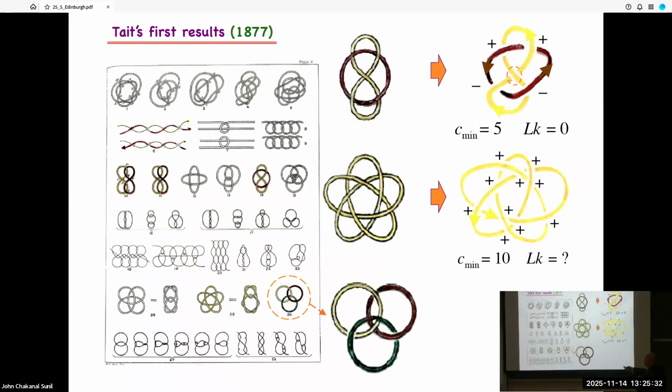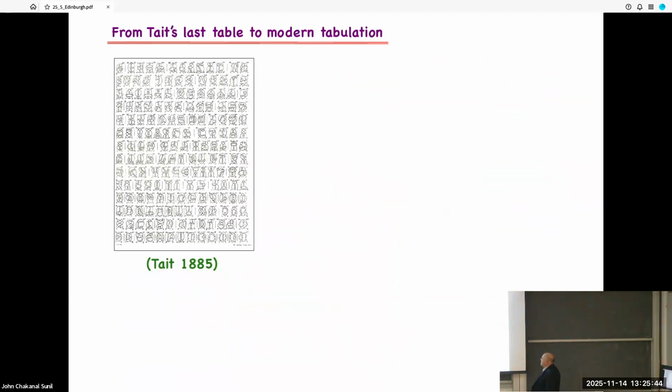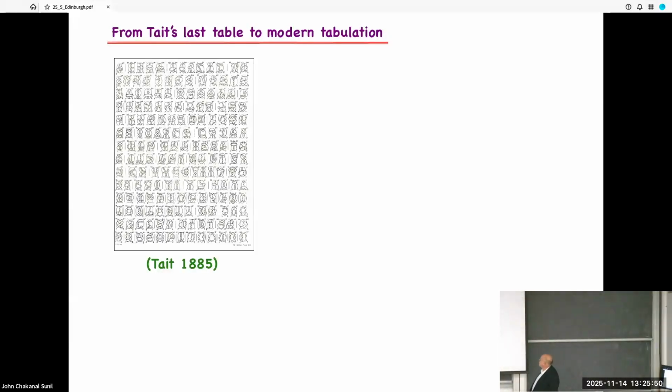Okay, so these are the Borromean rings, as I said, again from Maxwell, and again from Maxwell, he noticed that the linking number is 0. So we have some problems in all this. This is the table he ended up with, and I just want to move to modern time.